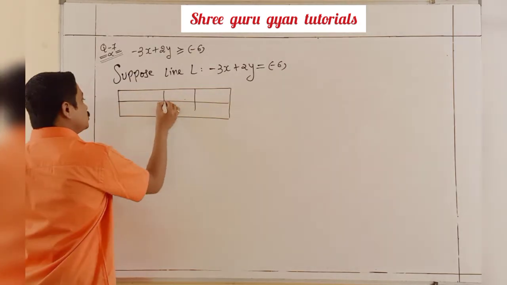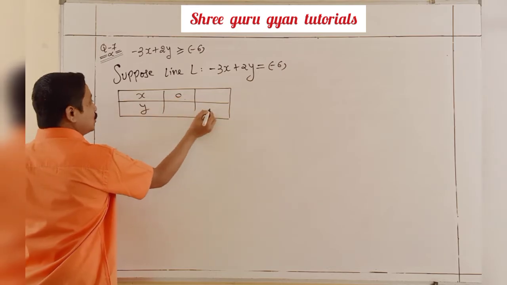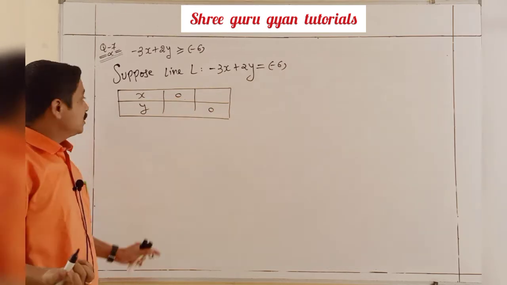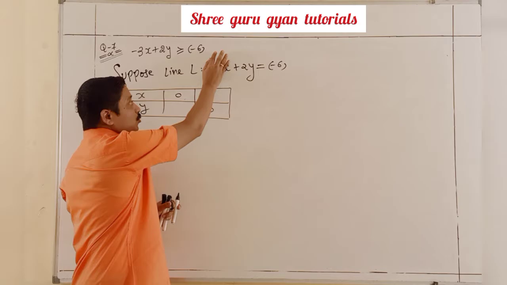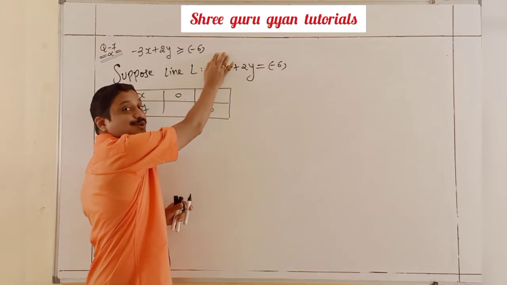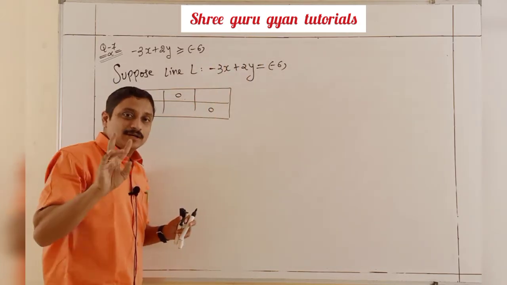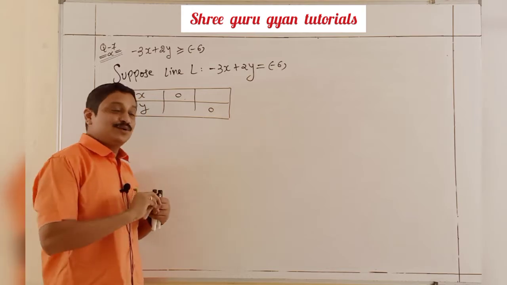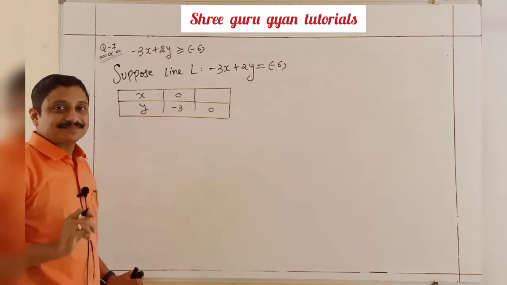And table-wise, you can judge easily. There are two values, x = 0 one time, y = 0 the other. If you take x = 0, then put down 0. So 2y is equal to minus 6, 2y equal to minus 6, y is equal to minus 3. Same.